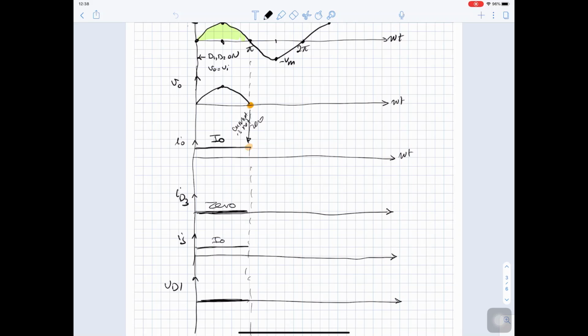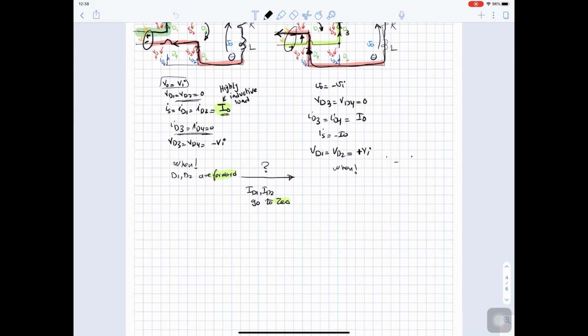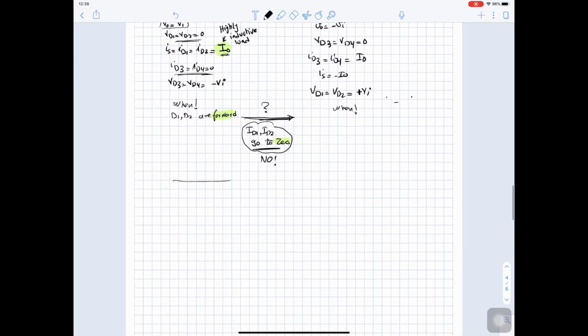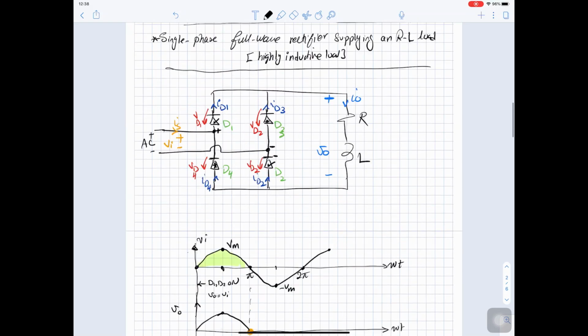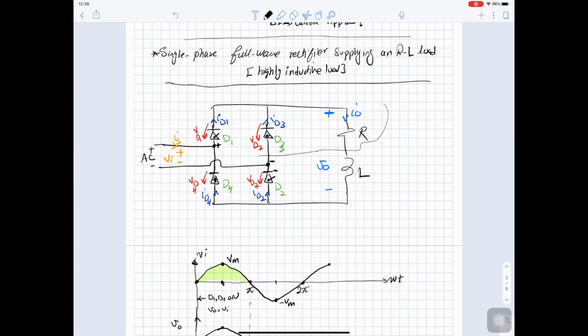So what is happening here? Let's see what is happening here. Are I diode 1 and I diode 2 going to 0, so we can move from here to here? This is a no. So what is happening? Let's see. So this is diode 1 conducting and on, and here we have the load, and here we have also connected diode 3, which is reverse. So this is the source first terminal, and this is the source second terminal. I'm sketching the top half of the circuit.